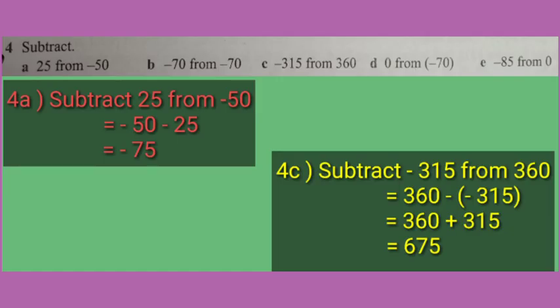Question number 4, subtract. Part A: 25 from minus 50. That is minus 50 minus 25. Now add the two negative integers, we will get minus 75 as the answer. Question number 4, subtract. Part C: minus 315 from 360. That is 360 minus minus 315. Minus into minus will get positive value, that is 360 plus 315, we will get 675 as the answer.